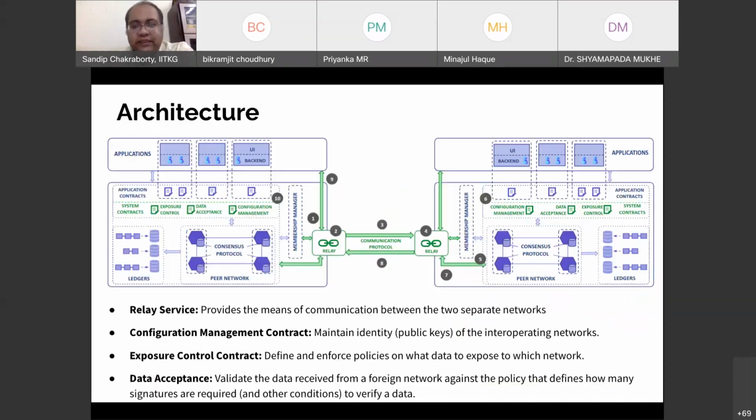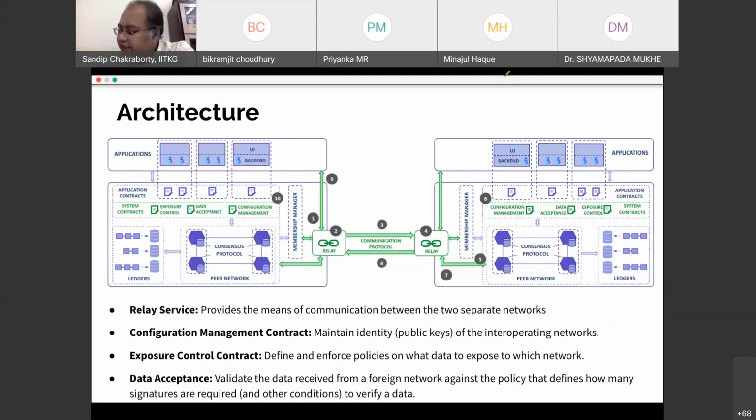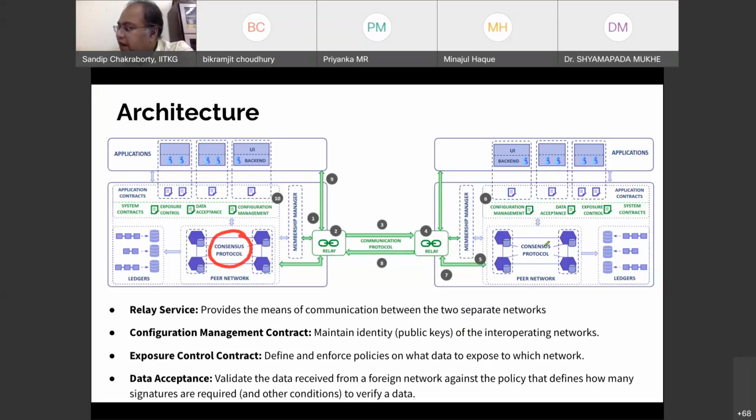So here is the architecture, the way the protocol works. This architecture contains two different blockchain networks, and every blockchain network has its own consensus protocol. Say, for example, this blockchain network is running its own consensus protocol, and the second blockchain network is also running its own consensus protocol. Now here, I have certain relay services. These relay services are running in both networks, and they are setting up a communication channel between the two networks. Okay, so how is the protocol executed?